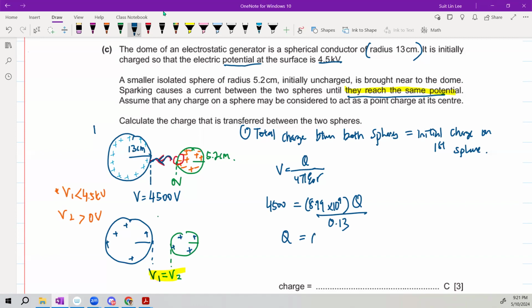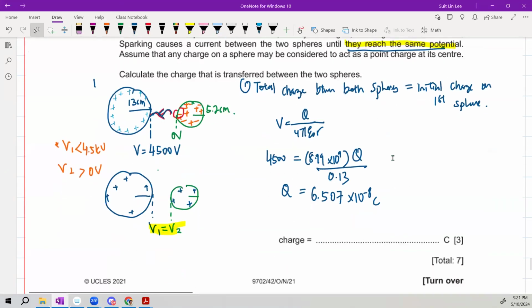My Q would be 6.507 times 10 to the power -8 Coulomb. I'll write extra SF just in case this is not my final answer, but writing 6.51 is also okay. Right, so this is what I know. I know the total charge is this much.